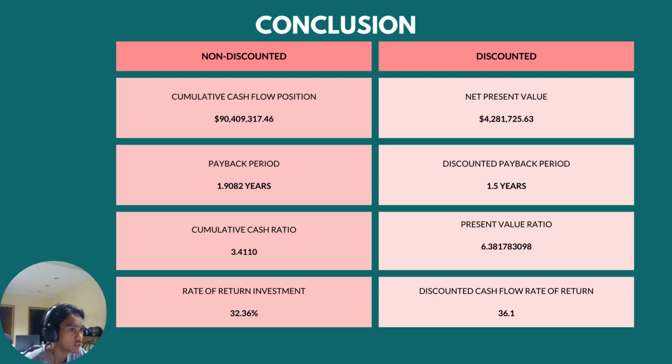The discounted ROI, which is rate of return on investment, is preferred for a more accurate reflection of profitability considering the time value of money. So for discounted, DCFROR, which is discounted cash flow rate of return, is 36.1. So DCFROR considers the time value of money in the discounted cash flow. So higher DCFROR values are generally better, indicating a higher rate of return. So DCFROR is preferred for its accuracy in reflecting the true rate of return.